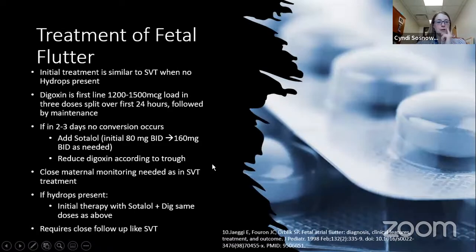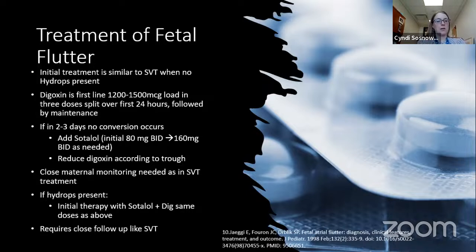For treatment of flutter, this is my last slide, initially treatment is similar to SVT when no hydrops is present. So you admit mom, you do all the pre-treatment testing. And again, you load with DIG, same dosing, same maintenance. And again, if in 2 to 3 days there's no conversion, rather than using flecainide, you're going to use sotalol. That seems to work better for flutter. I'm not exactly sure why, but studies have just shown that it tends to work better.